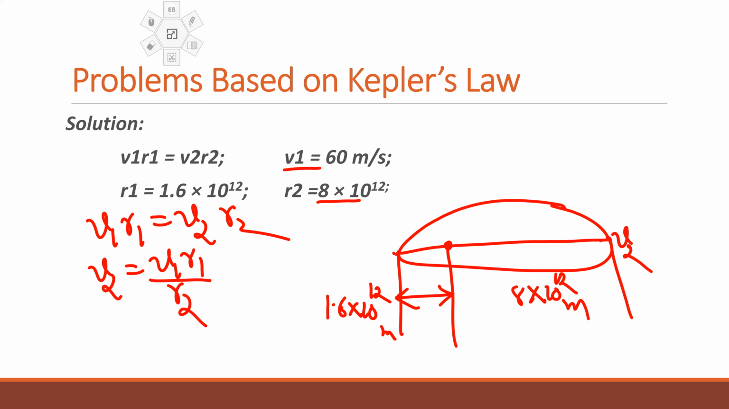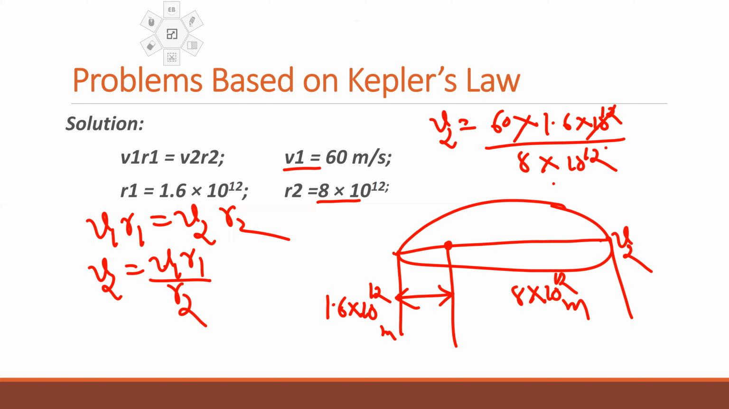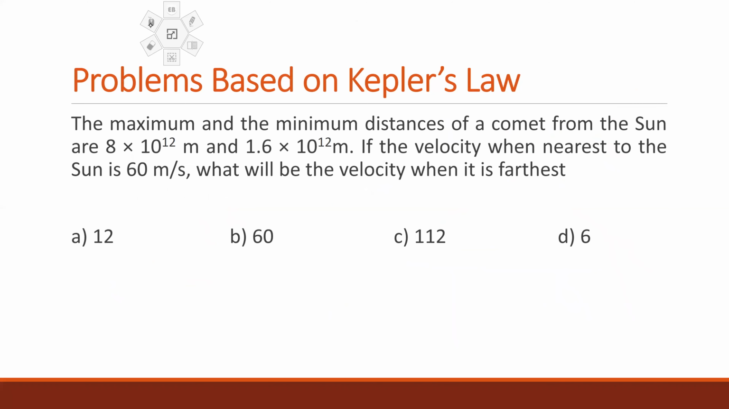What is V1? 60. So V2 equals 60 into R1, which is 1.6 into 10 to the power of 12, divided by 8 into 10 to the power of 12. So the powers cancel, and 1.6 divided by 8 is 0.2. 60 into 0.2 equals 12. So V2 is 12 meters per second. Check it. 12 meters per second. Is that an answer? Yes.